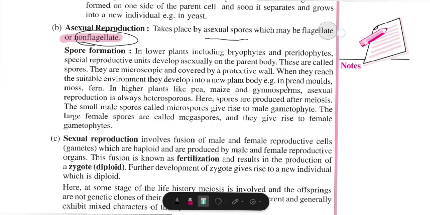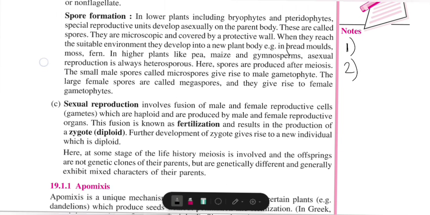Now, in asexual reproduction in plants, there are two ways.